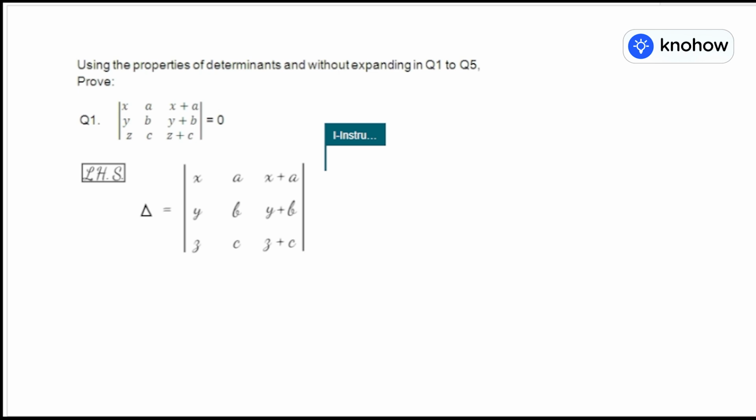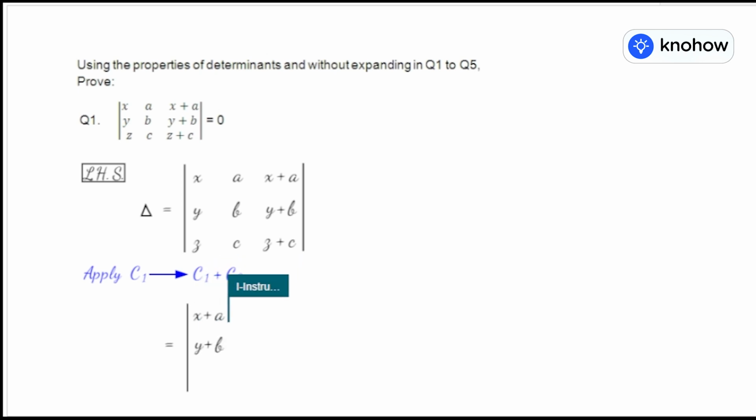So now you apply here: replace C1 by C1 plus C2. Why are we doing so? You should think in advance, because that will make x plus a, y plus b, z plus c identical with C3 and hence 0. We have to think it beforehand. So what do you get now? This will be equal to x plus a, y plus b, z plus c, and the second and third columns will remain the same: a, b, c, and x plus a, y plus b, z plus c.